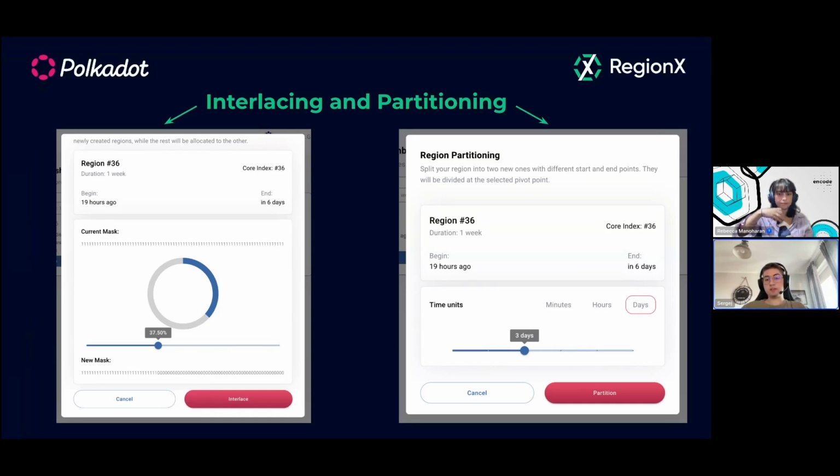The other option is region partitioning. So this allows you to select a pivot point and in that sense split the region into two new regions that are non-overlapping. So in this case, the first region will start at day 0 and end at day 3, and the other one will start at day 3 and end when the region ends.